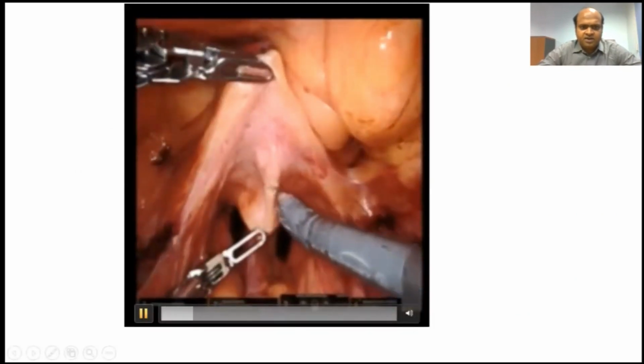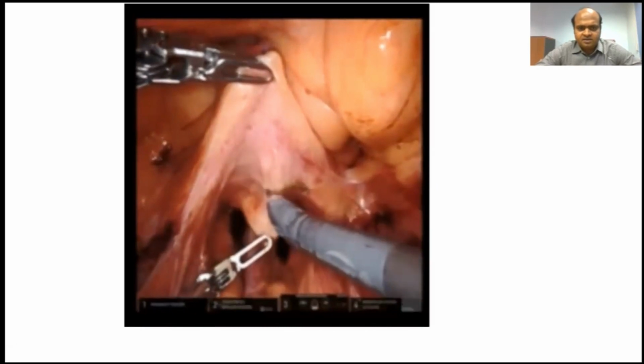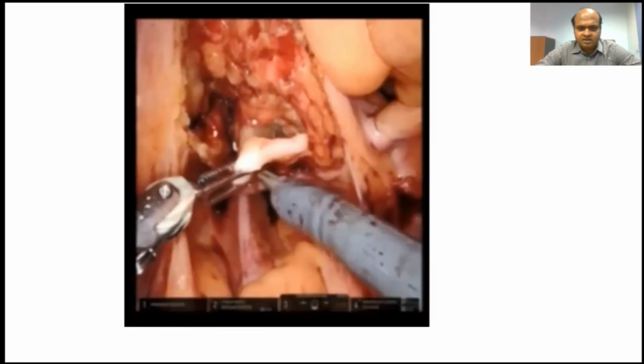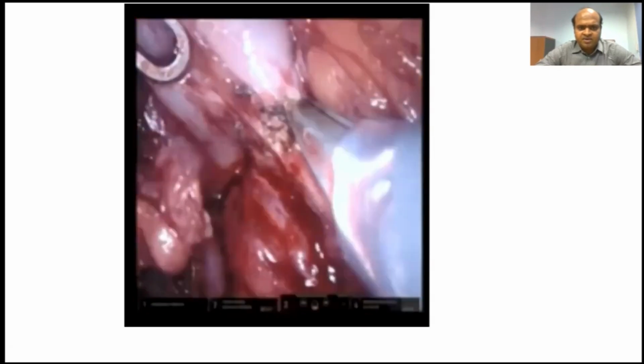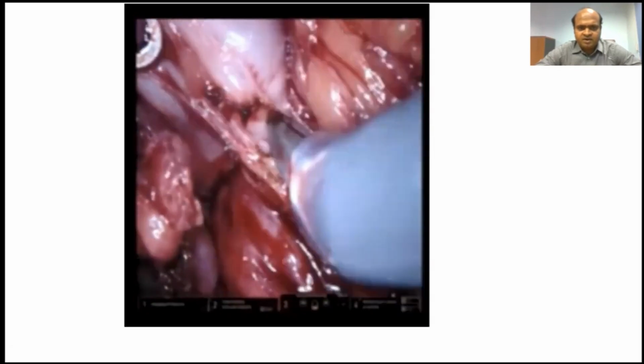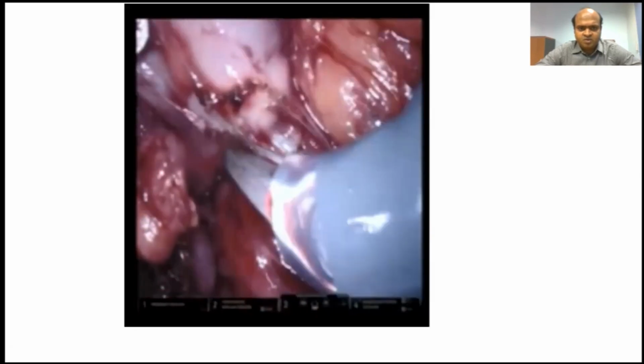If you see, this is just the incision given at the start of the surgery. You see the precision of the surgery and the movement, the precision of dissection with the robotic instruments, and the vision. So this is just a small clip.